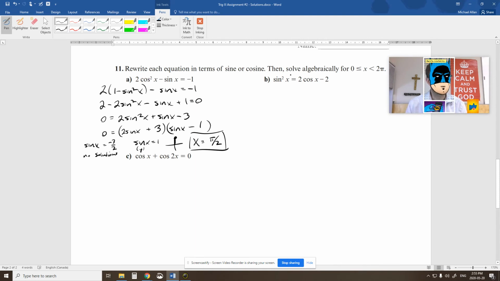This is a very similar question. This time I'm going to switch the sine squared to be 1 minus cos squared. 2 sine. I want to make sure that my cos is positive, so I'm going to move everything to this side of the equation.